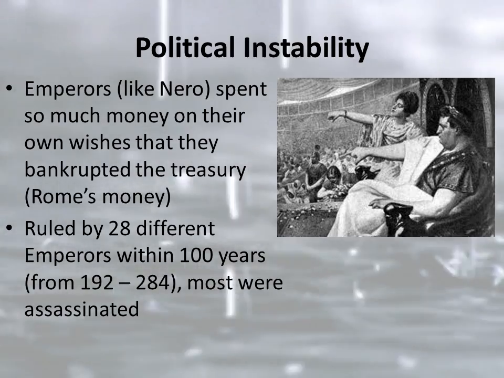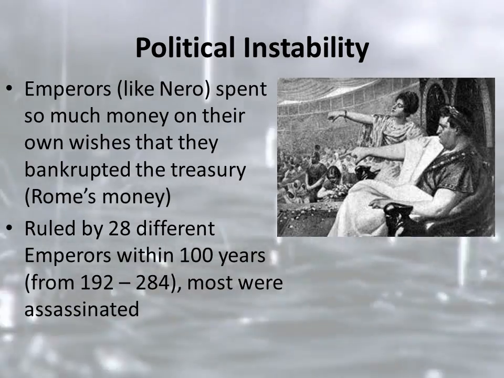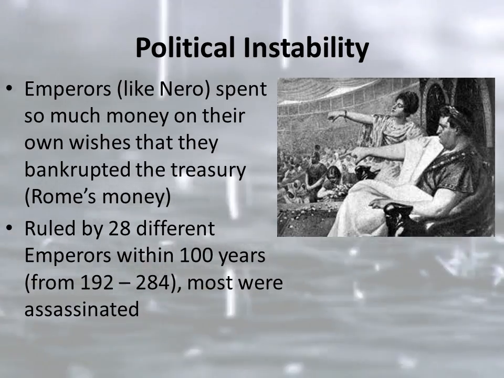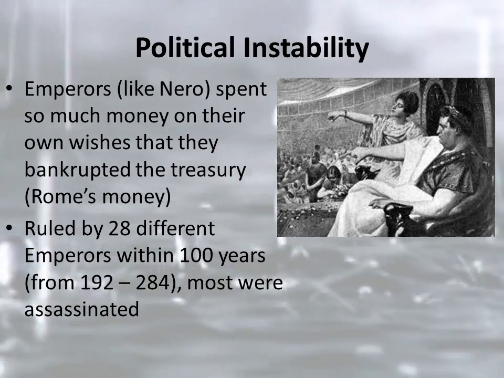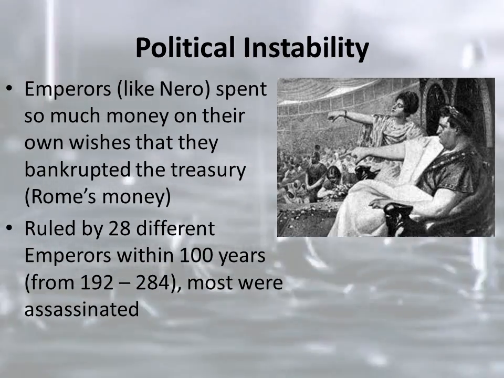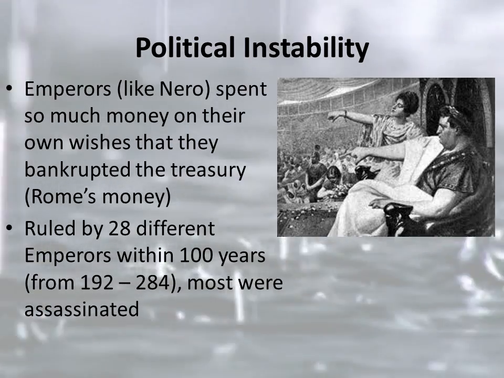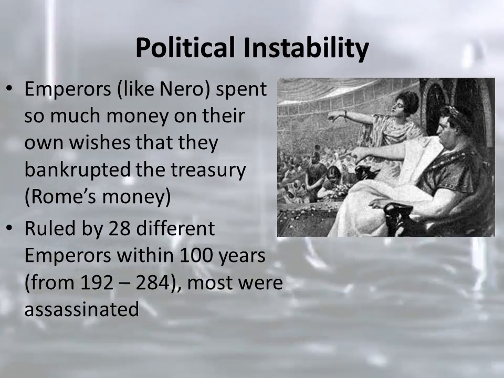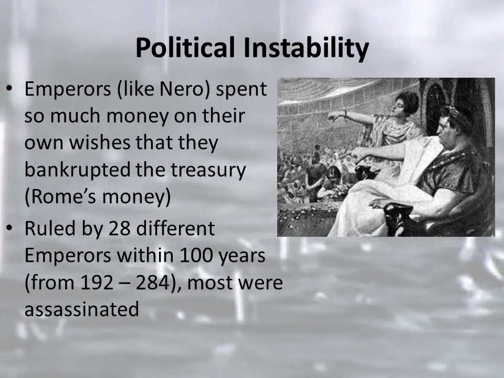These incapable Roman emperors caused political instability, or a weak government, in ancient Rome. Emperors, like Nero, spent so much money on their own wishes that they bankrupted the treasury, which is Rome's money. Rome was ruled by 28 different emperors within 100 years, from the year 192 to 284, and most were assassinated.